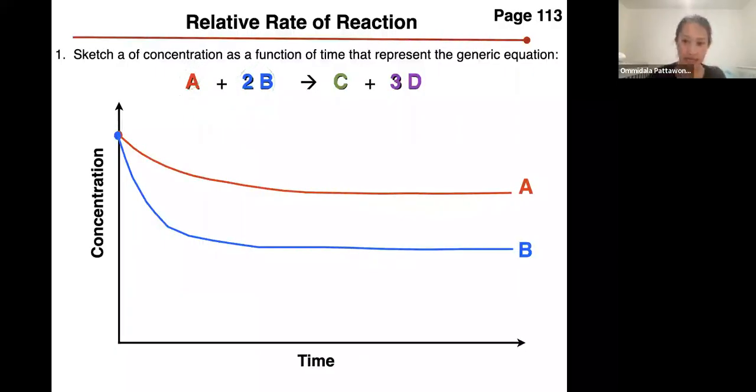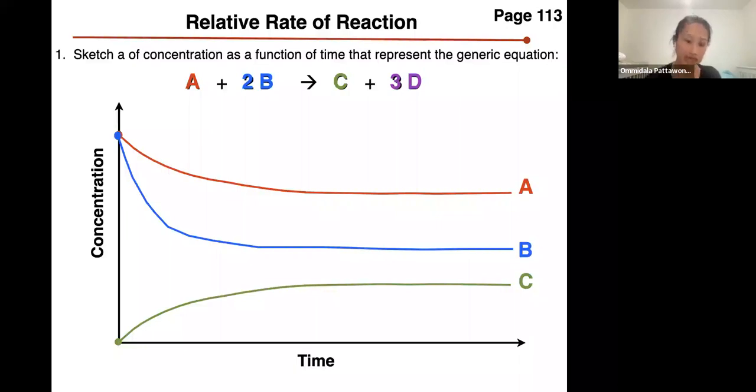So now if you're looking at C, because C is the product, before the reaction starts, there should be no presence of product. So the concentration of C would equal 0. Over time, the concentration of C is going to increase. It's going to eventually increase and look similar to A, but in the inverse picture.